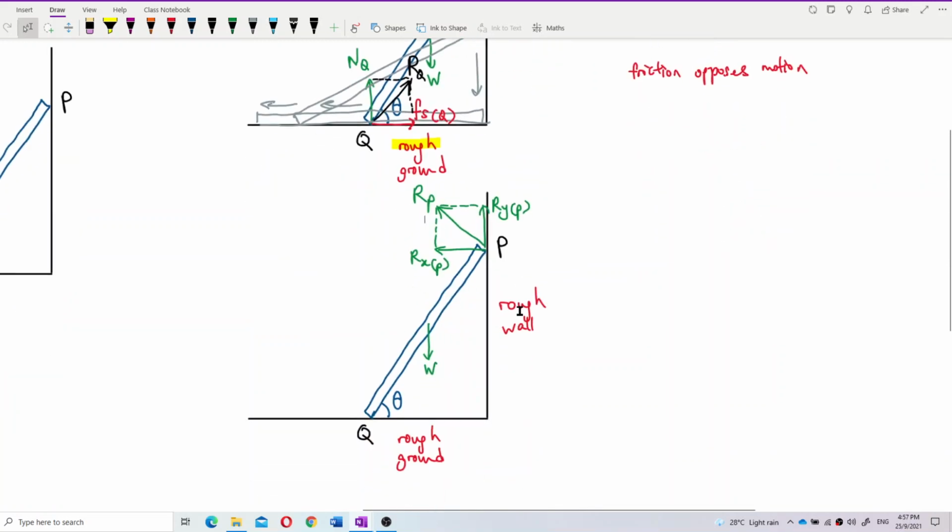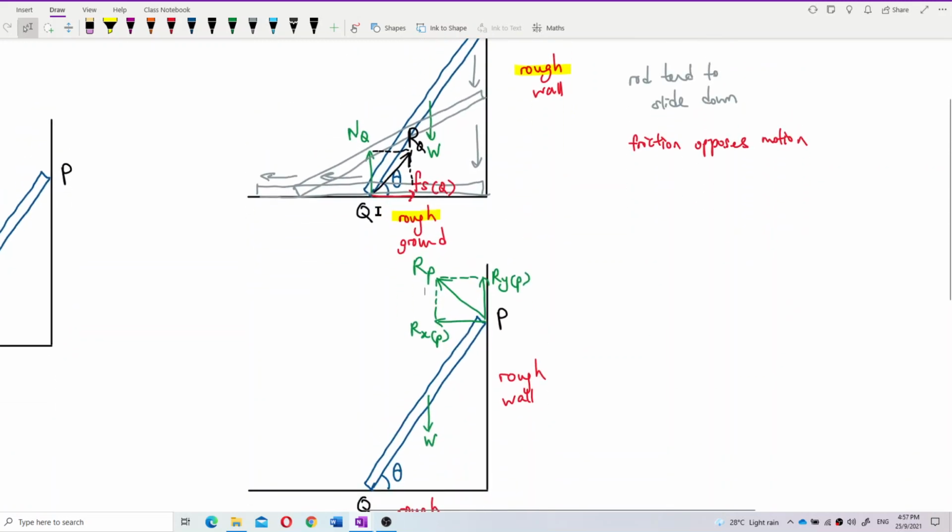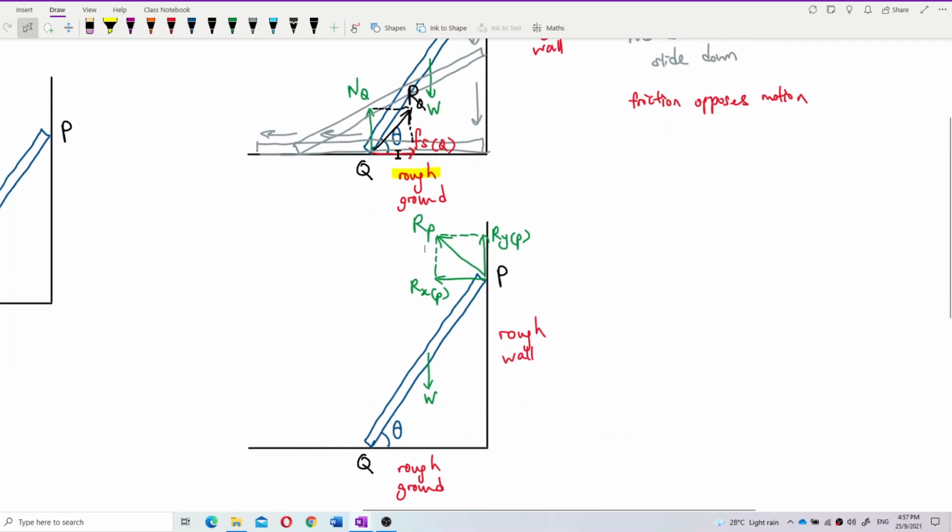And then how about the NQ here? This friction on Q is the X component, RX for Q, whereas the normal force is the RY for Q. You understand? So these two combined, we will get RQ. You see that? Just that simple.